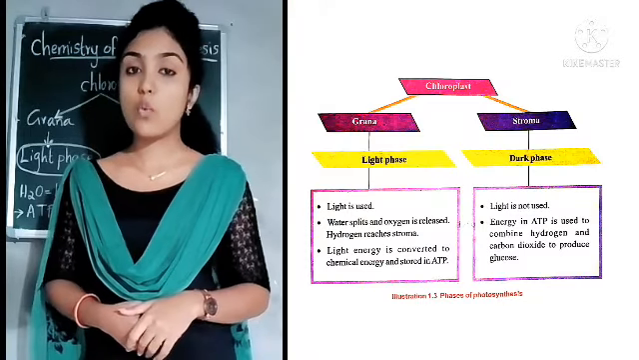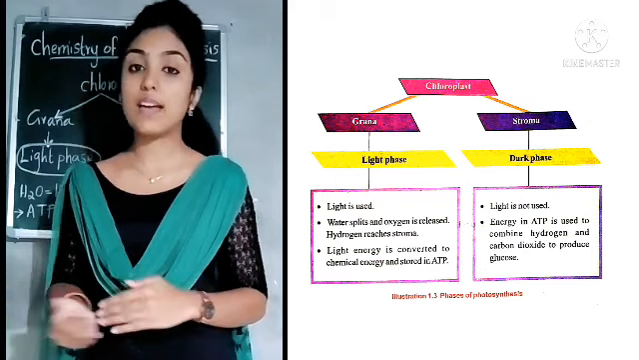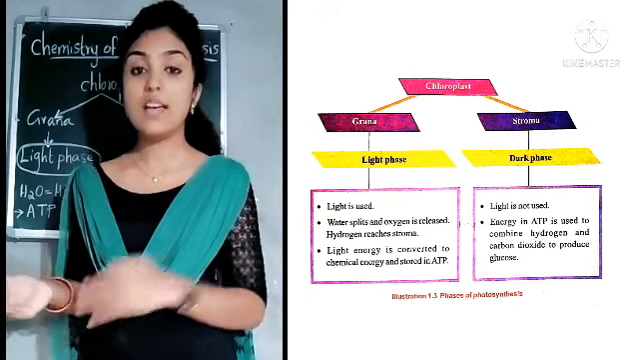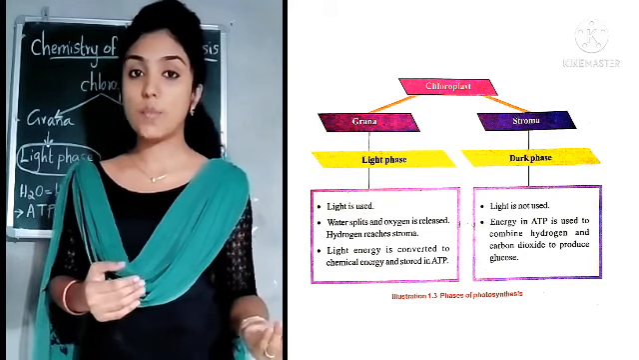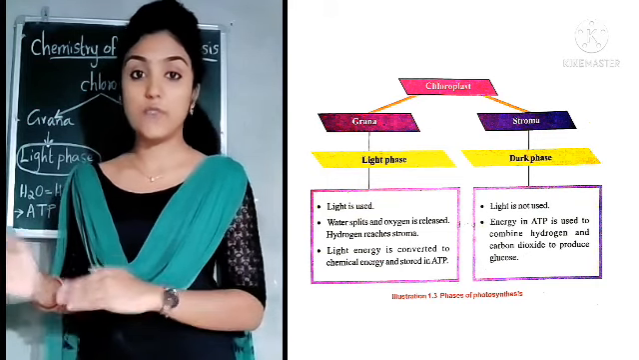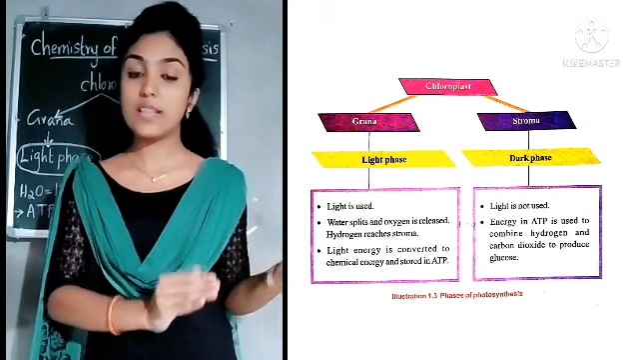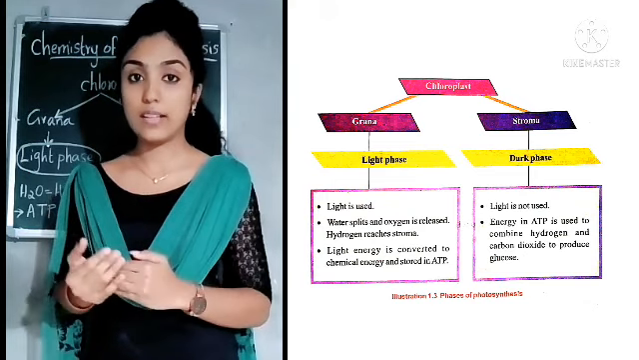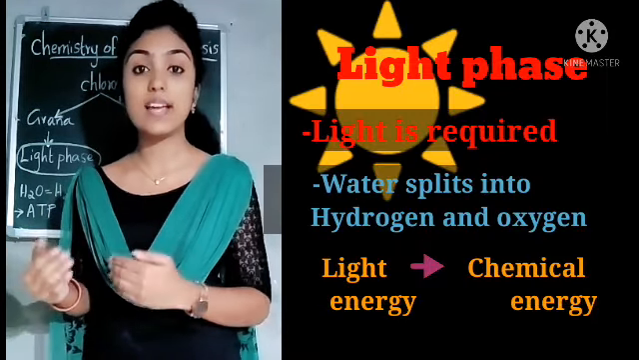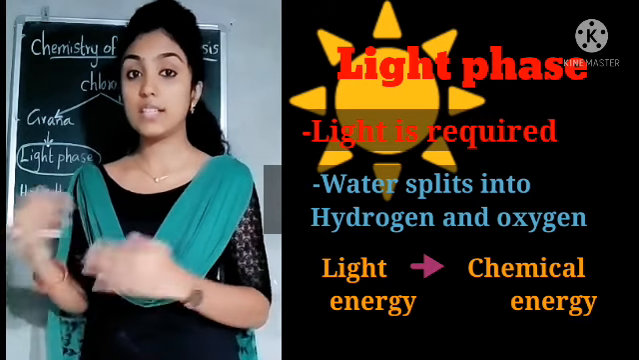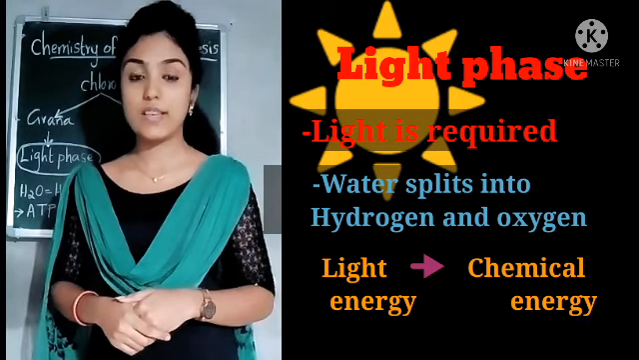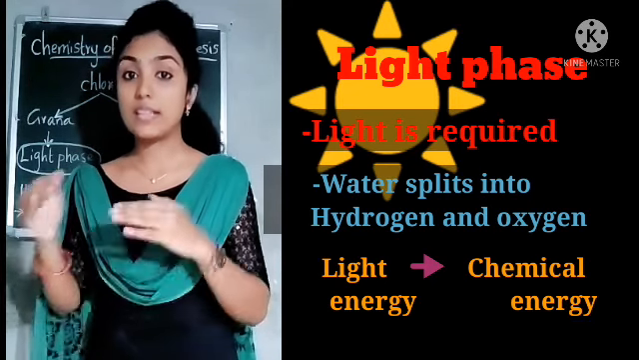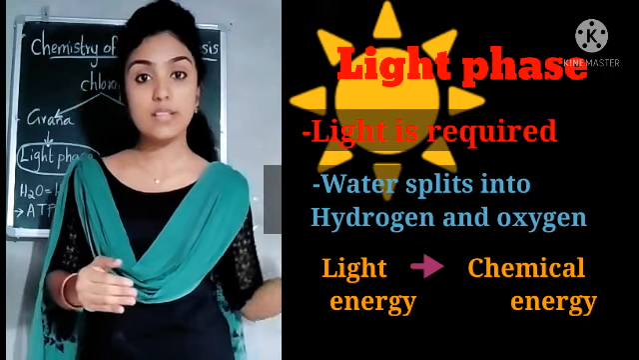Now let us discuss what changes happen in the light phase and in the dark phase. We already know the light phase takes place in grana and the dark phase takes place in stroma. The light phase takes place first and after that the dark phase occurs. In the light phase, from the name itself we can understand that sunlight is required. Then what is the other change that happens during the light phase? Yes, the water splits into hydrogen and oxygen. At that time itself, hydrogen moves to stroma.